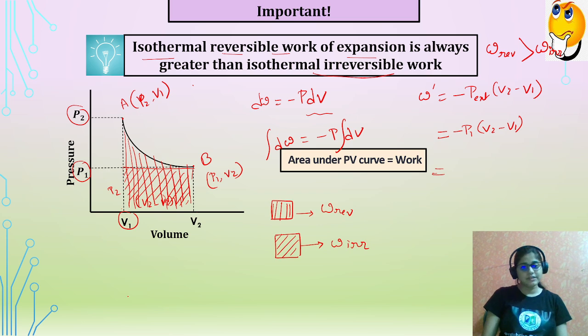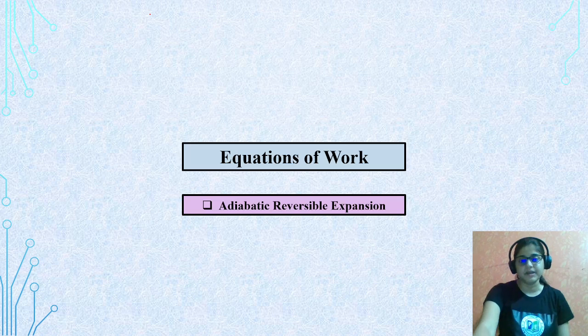So obviously what will be the answer? It is proved that W reversible is greater than W irreversible. Fine? We have proved it. Very important thing. Please remember it.